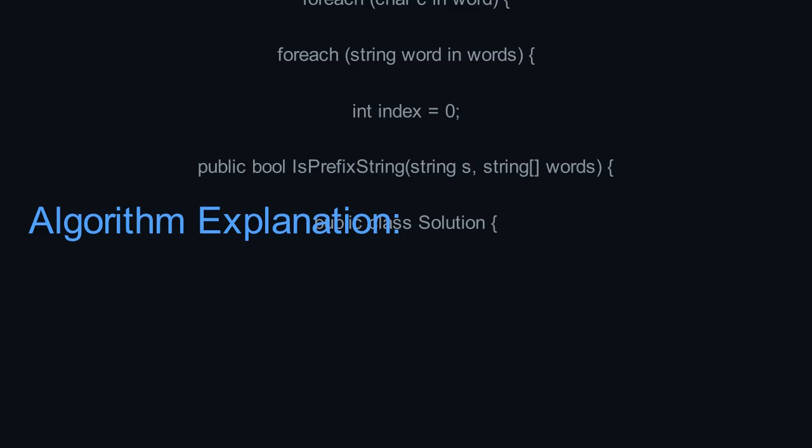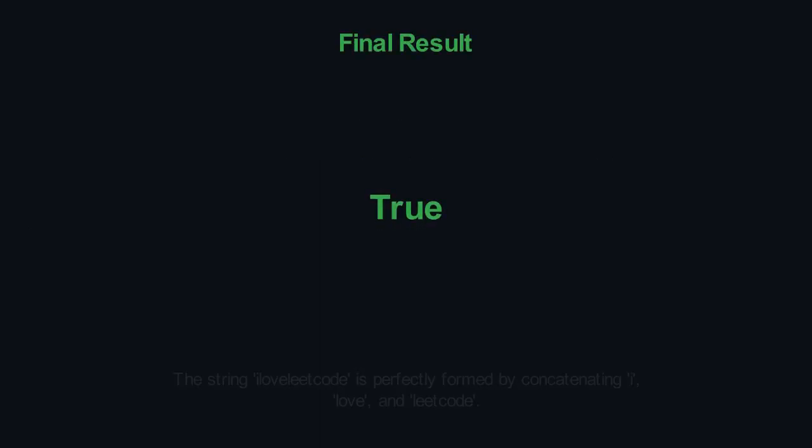Next word is "leetcode". We compare l with S-index 5, match. S-index becomes 6. This continues for all characters of "leetcode". By the end of "leetcode", S-index will be 13. Now S-index is equal to the length of s. This means we have successfully matched s, so we return true. For our example, s equal to "iloveleetcode" and the words "i", "love", "leetcode", "apples", the result is true. This is because concatenating "i", "love", and "leetcode" perfectly forms the target string s.